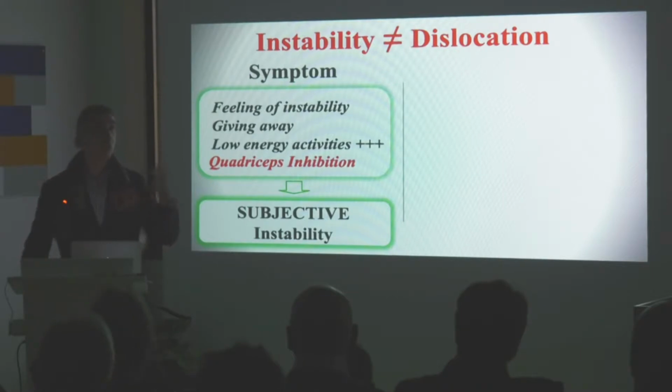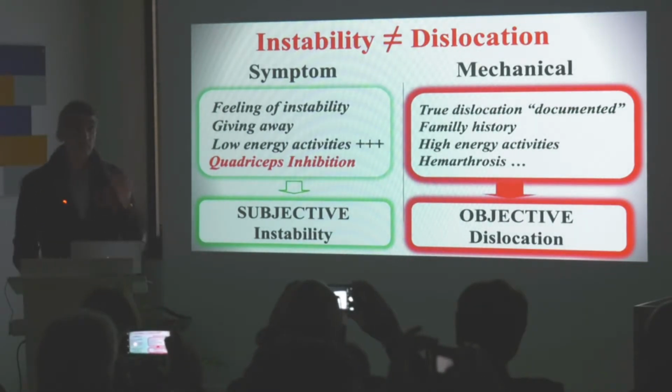So if you go fast and you don't listen too much to your patient, she has a patellar dislocation, good, I do an MPFL, good for me. And sometimes you do MPFL not for a patellar dislocation, only for a feeling of instability, subjective instability, which is coming from a quadriceps inhibition. And sometimes it's very, very important. So this is what we call subjective instability.